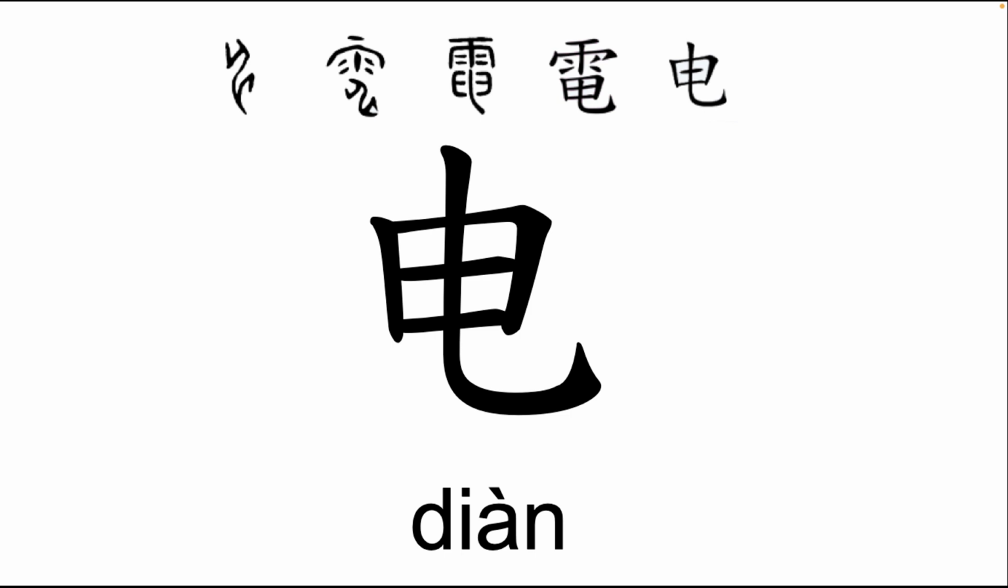In simplified Chinese, the character for electricity has removed the rain radical. Because there is no obstruction from the rain radical above, the lightning stroke in the center is also exposed. Now, let's practice writing the simplified Chinese character for electricity.